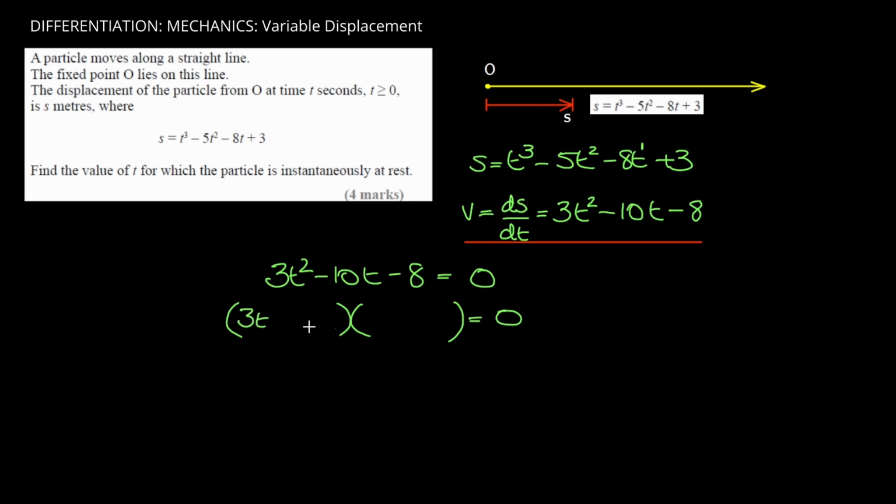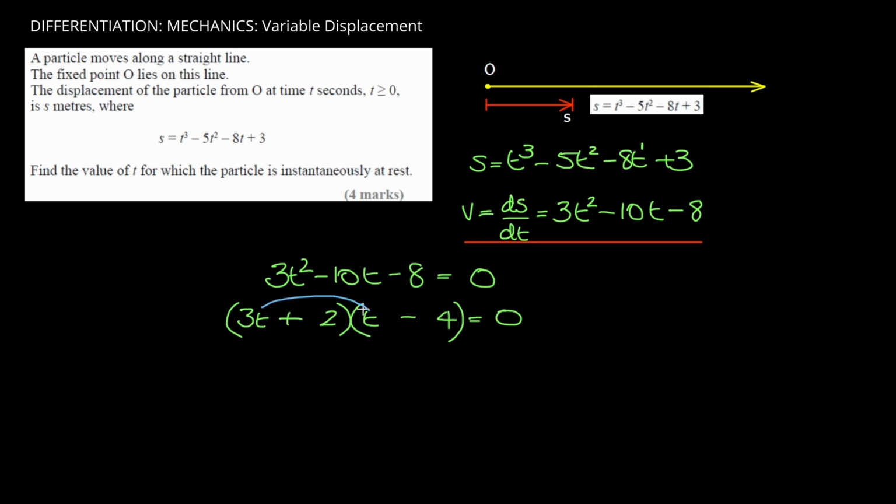This would have to be 3t and t. Now 8 could be 8 and 1 or 2 and 4. Let's try 2 and 4. A 2 here and a 4 here. This would give us 12 and 2. Hey, we've hit the jackpot straight away. 12 and 2, I can arrange for the 2 to be taken away from the 12 to create 10. And because we've got a negative 10, this has to be negative, this has to be positive. This should now work out.